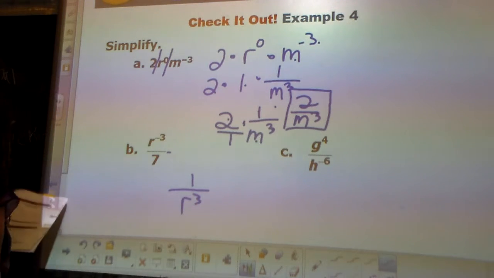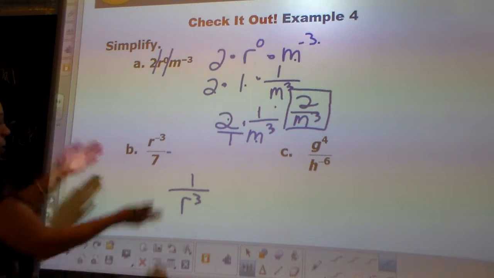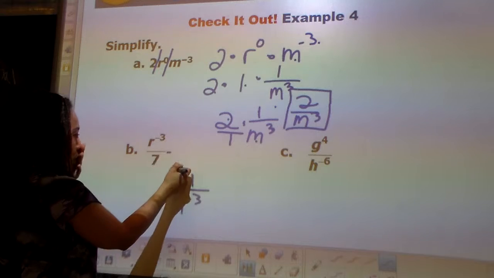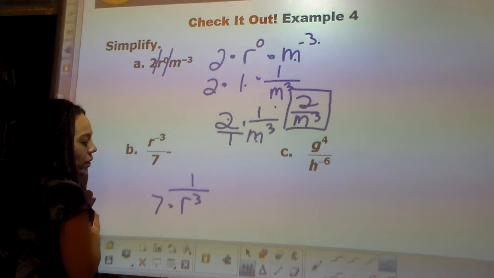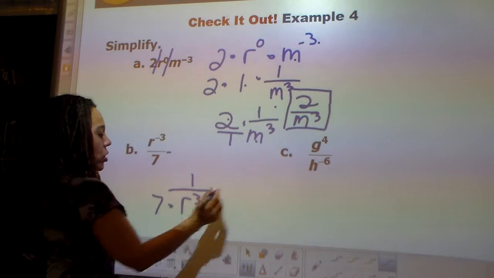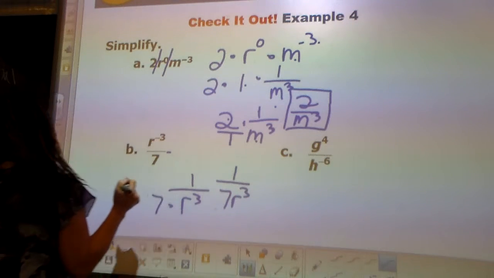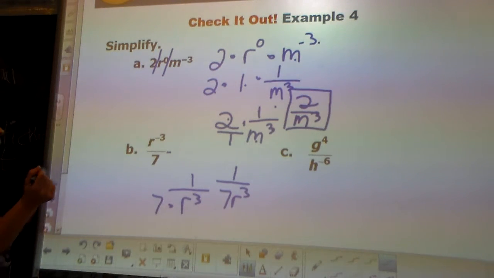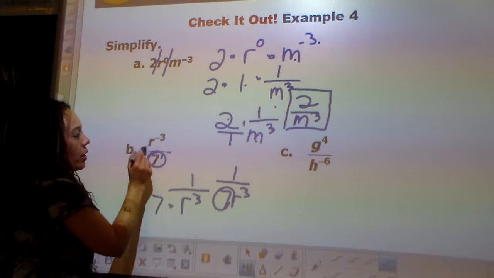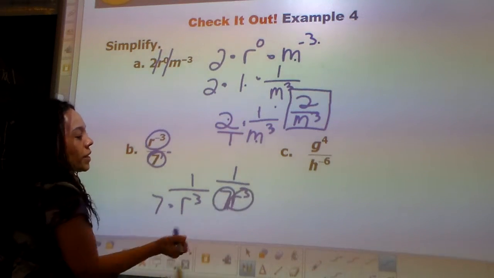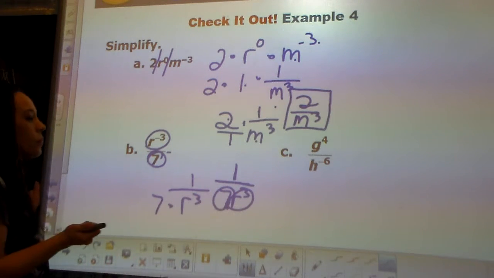Okay? When you have something like that divided by 7, by throwing this down here, we're actually going to multiply. So you still have a 7 down here. So actually you have 1 over 7r to the third power. The 7 stayed underneath. The r to the negative third became r to the positive third, and the whole thing was over 1.